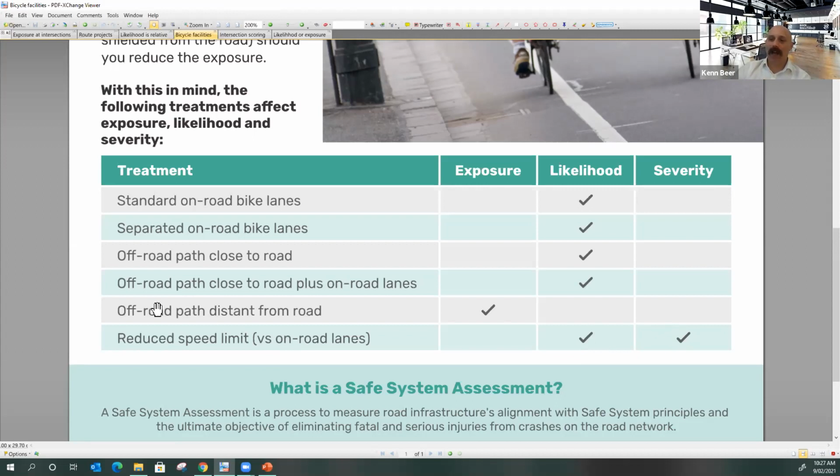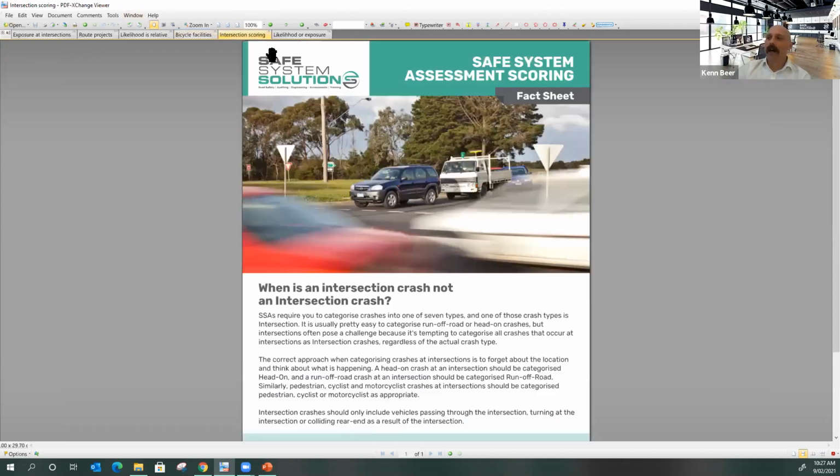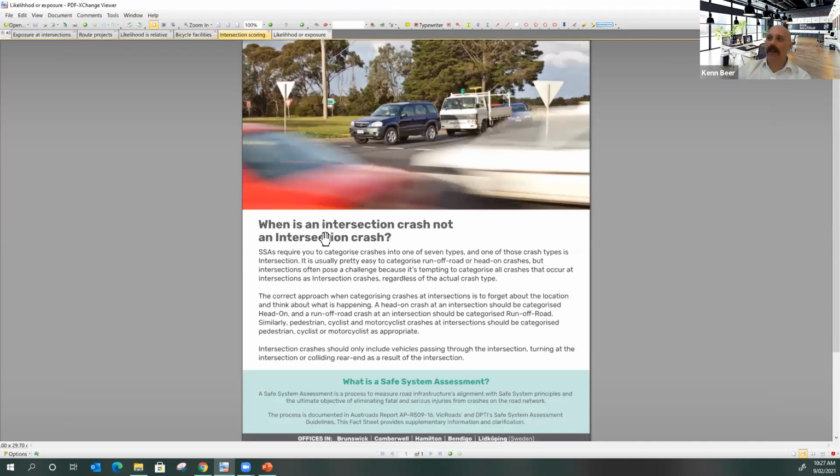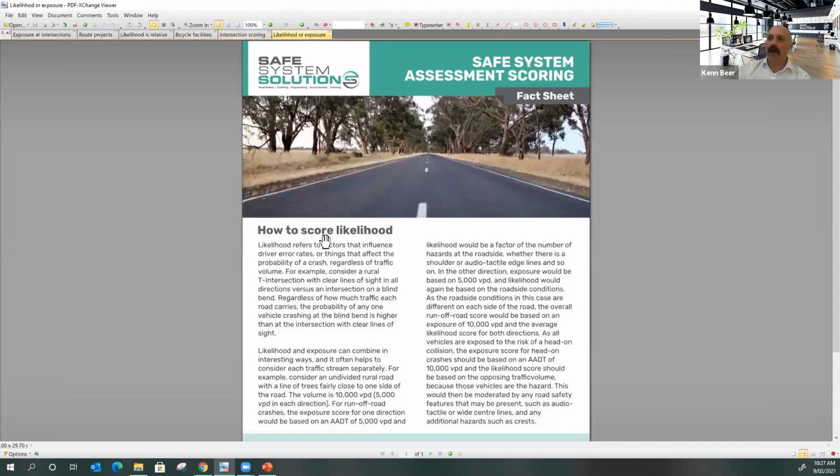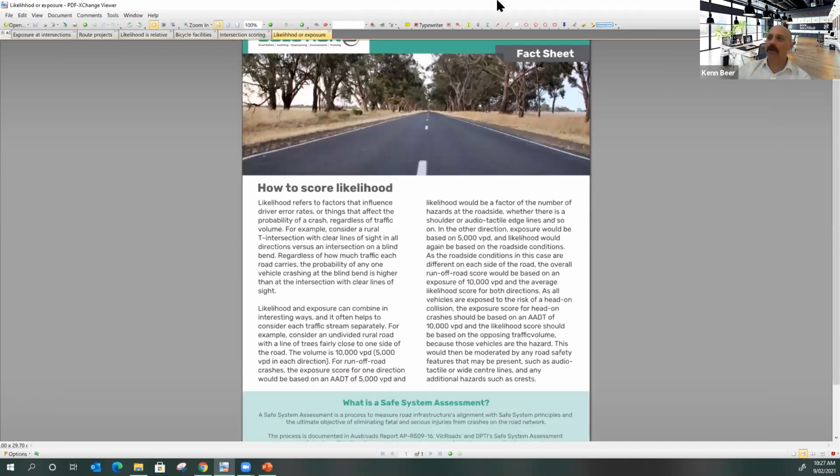Another one that we probably could have added in here was where you provide physical separation with a barrier system or the like, and that is going to influence exposure. There's some ones on intersection scoring and whether or not to pick likelihood or exposure, but I'll let you read those in your own time.